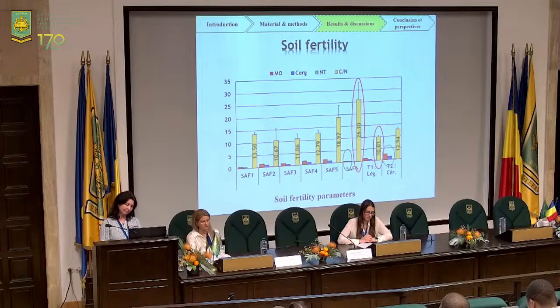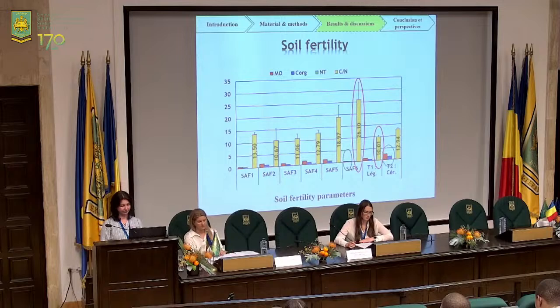So the results show that the soil of system number 6 of agroforestry had the highest fertility compared with the control. That shows that the agroforestry system preserves the fertility of the soil compared with the control.